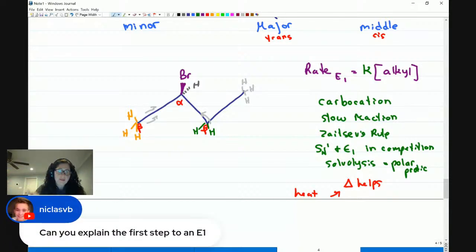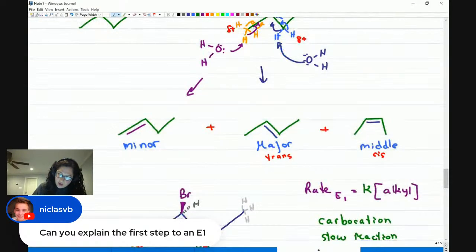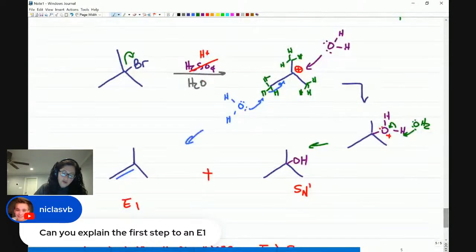Can you explain the first step to an E1? Yes, the first step in both an SN1 and an E1 reaction is the carbocation formation. What we showed over here is that bromine is a highly electronegative atom. Even though it has a stable bond between carbon and itself, sharing their electrons, with full octets, everything should be happy. The fact of the matter is, bromine is electronegative. It is greedy. It pulls on the electron density between itself and carbon and eventually breaks away, forming a carbocation. That is the first step and the rate determining step.